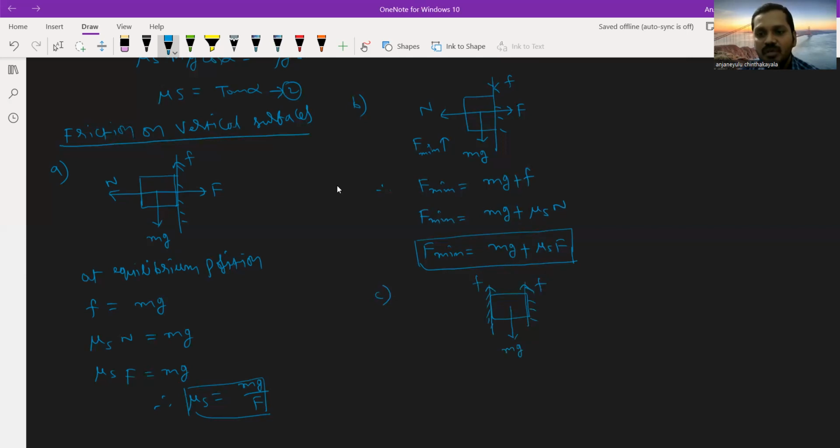So at equilibrium position, the frictional forces acting upward, f plus f, are equal to the downward force mg. f plus f, 2f, is equal to mg. Then 2 into frictional force, mu s into N, is equal to mg. Then the coefficient of static friction mu s is equal to mg divided by 2N. But we know N is equal to the compressional force F, so mu s is equal to mg by 2F. This is the coefficient of static friction between the two hands and the book.